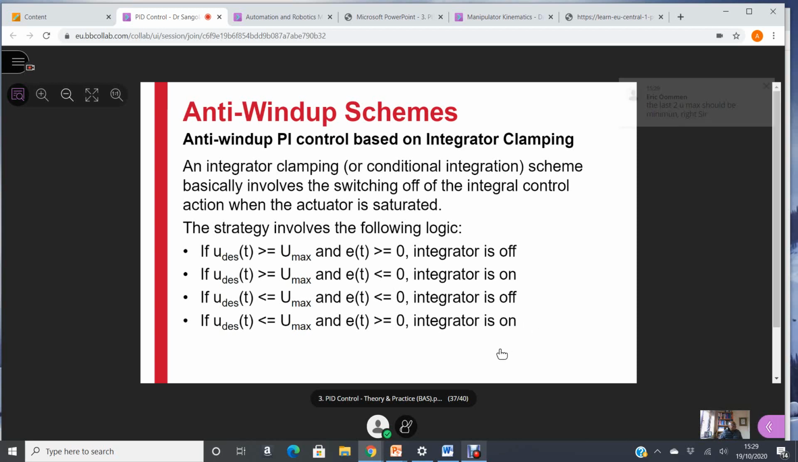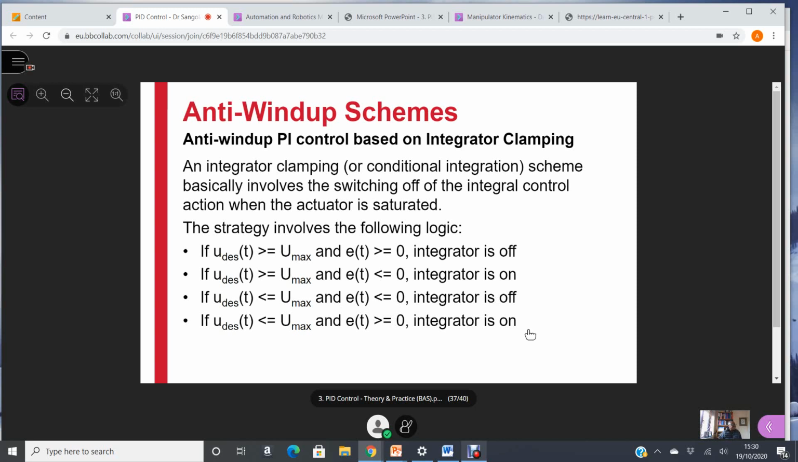So the two cases where you switch the integrator off are when you are operating above the actuator limit and the error is growing, or if you are operating below the actuator minimum limit and the error is decreasing. Okay, so in both cases, you will never get back within the actuator limit if you do not switch the integrator off. So that's why you switch off the integrator in those cases.